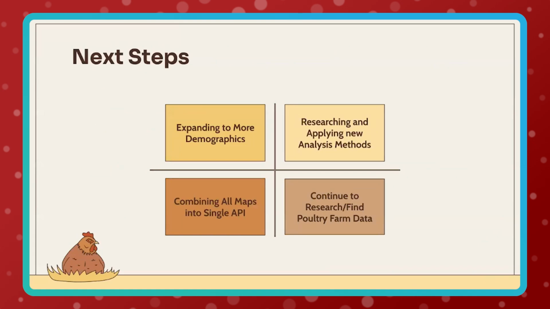researching and applying new analysis methods such as multivariate approaches since linear regressions showed minimal relationships, combining all interactive maps onto a single API for easy data visualization access, and lastly, continuing to research and look for poultry farm data around the country at the most granular level for future correlation analysis.